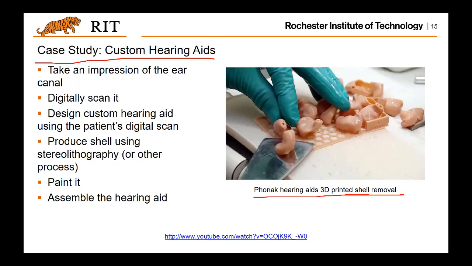So I think I can play this video for you, and that will be the end of this section, which is stereolithography. Let me share the screen.